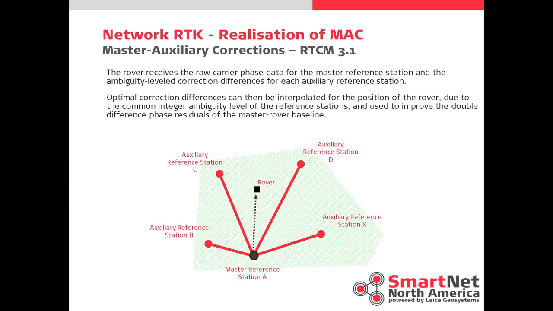This allows us, of course, to provide optimal correction differences for the position of the rover. It can interpolate them based on where it's at relative to the other stations, and because they're all leveled to a common integer ambiguity level, everything fits. And then we can provide, of course, the double differencing phase residuals of the master rover baseline.